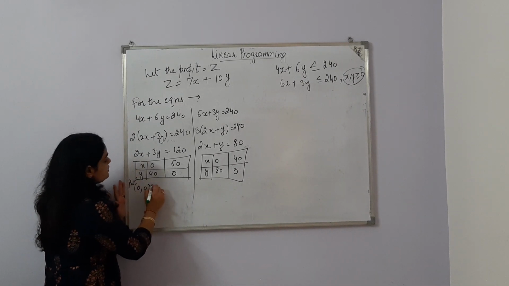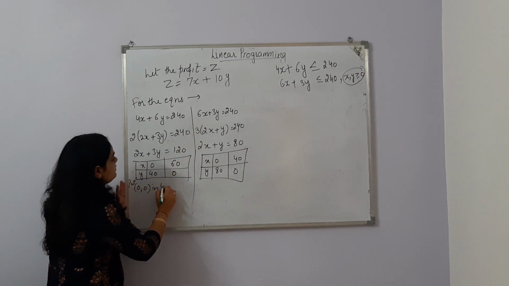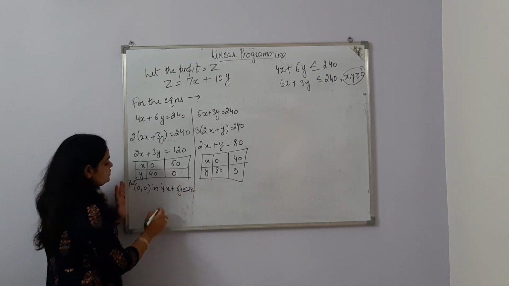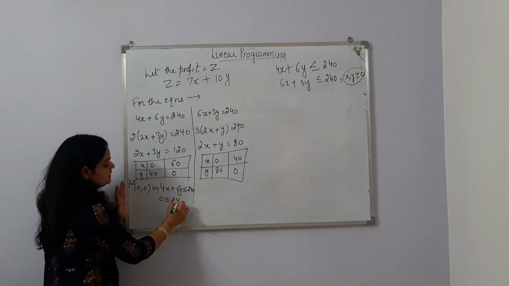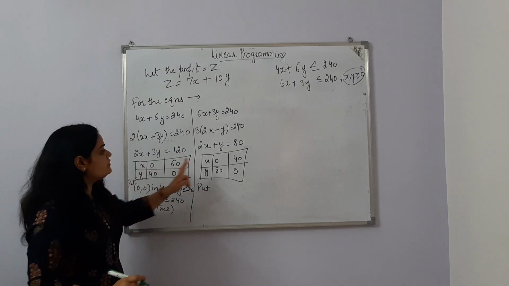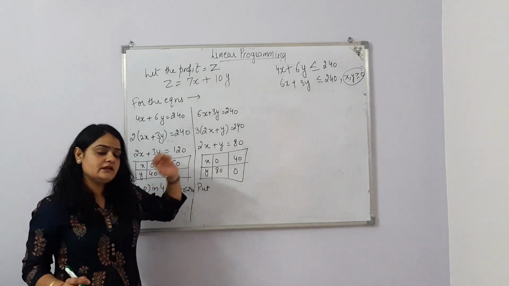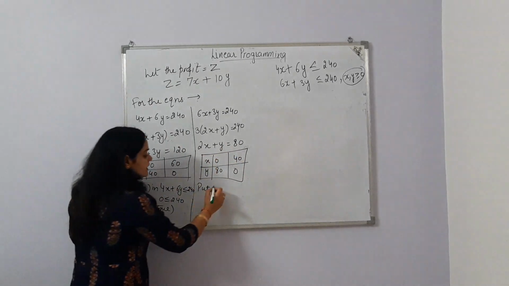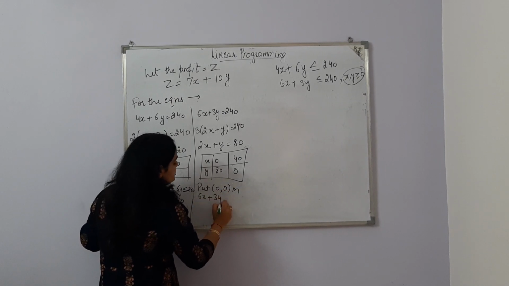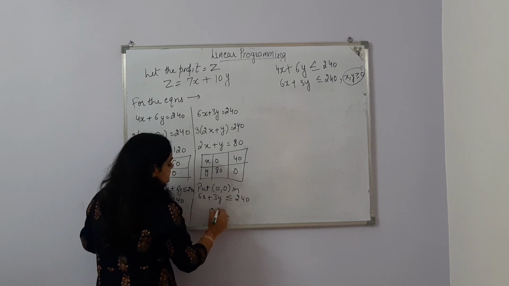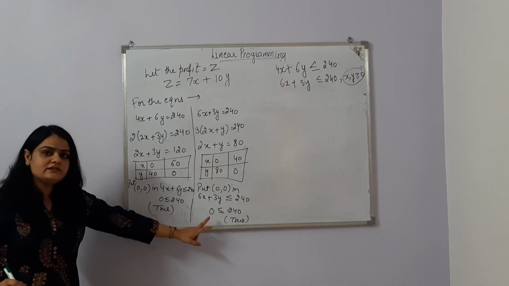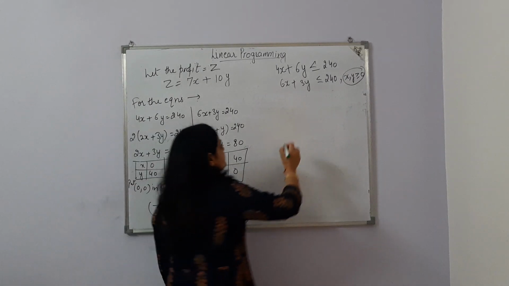Put 0, 0 in the inequality 4x plus 6y less than or equal to 240. So 0 is less than 240. This is a true case. Again, if we substitute 0, 0 in the line, 0 plus 0 equals 80, that is not possible, so 0, 0 is not lying on the line. We can substitute in 6x plus 3y less than or equal to 240. 0 is less than 240, which is again a true case. Now we have two true cases. Now we'll draw the graph.